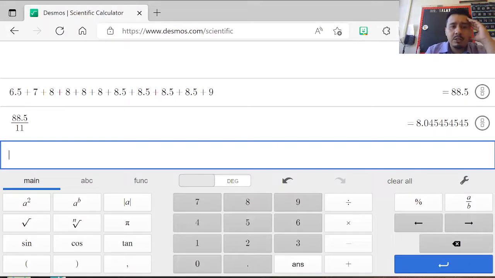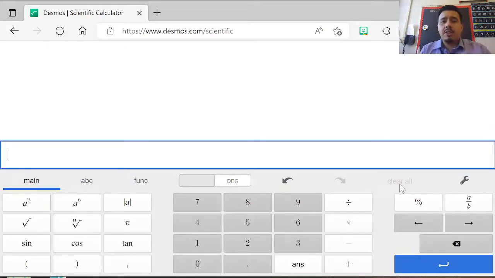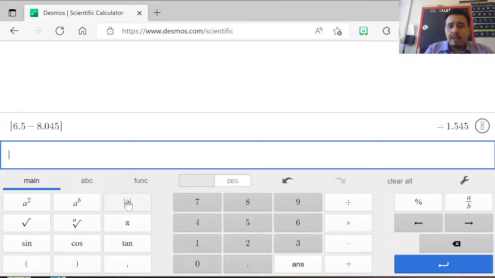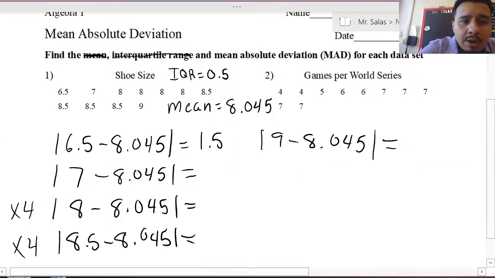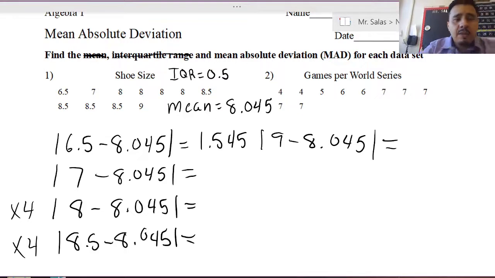So going back to the Decimal Scientific Calculator, let me clear this. I have to do the absolute value, so you click on the little absolute value bars and put 6.5 minus 8.045. You close those, hit enter, and write that answer on your worksheet. My answer was 1.545.